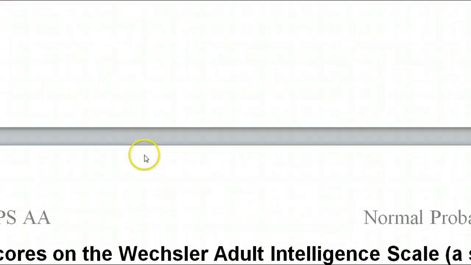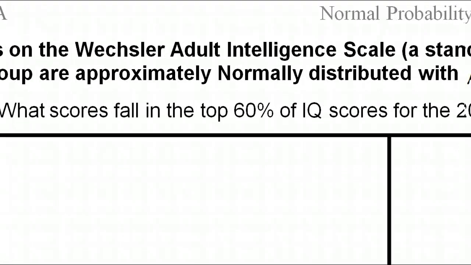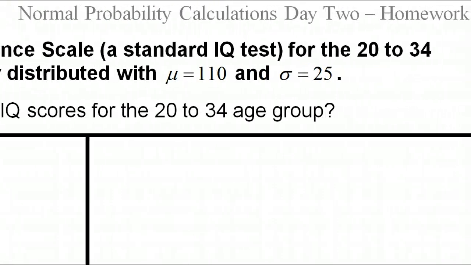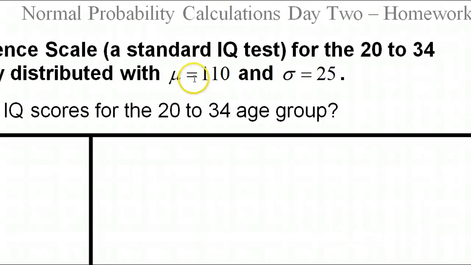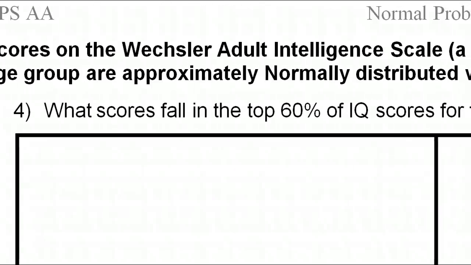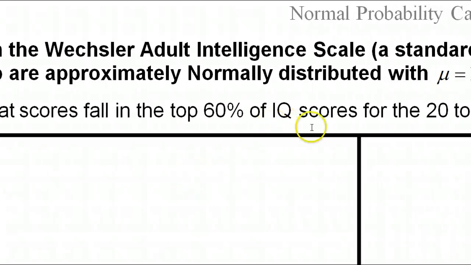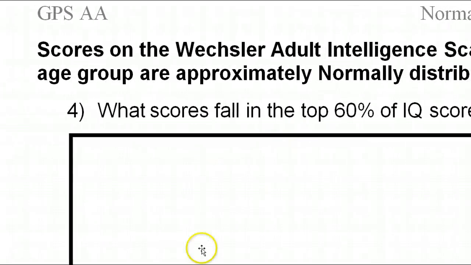Let's move on to number 4. See what's going on. Okay, we have a new problem, new situation. This is all about IQ scores. I see my mean of 110 and my standard deviation of 25. Okay, file that away. So, number 4, what scores fall in the top 60% of IQ scores?